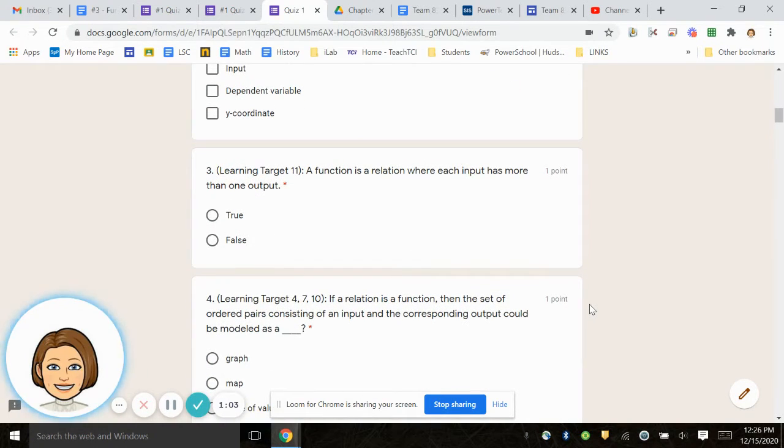True or false? Number 3. A function is a relation where each input has more than one output. True or false?